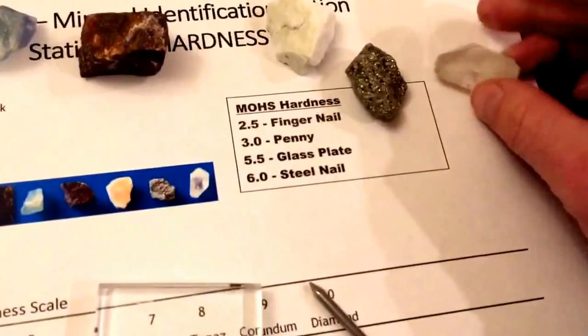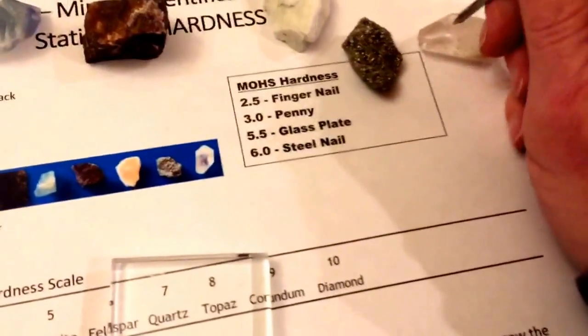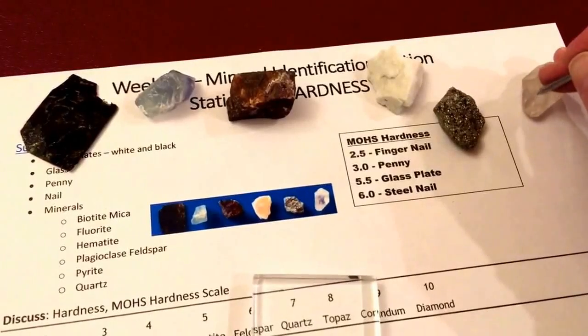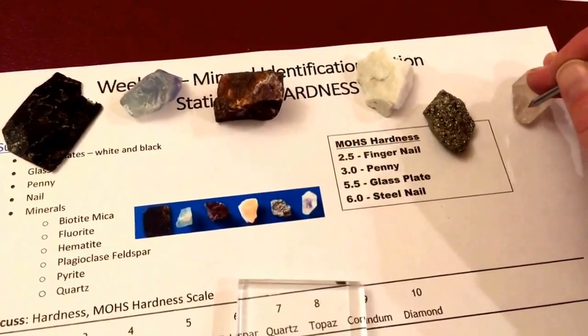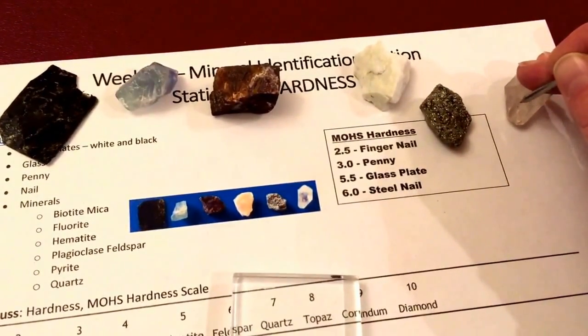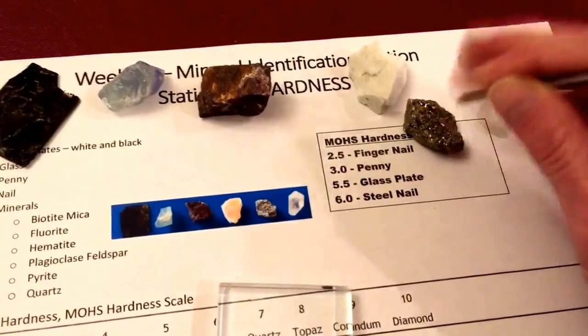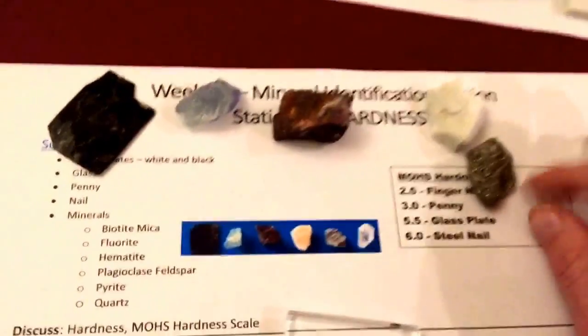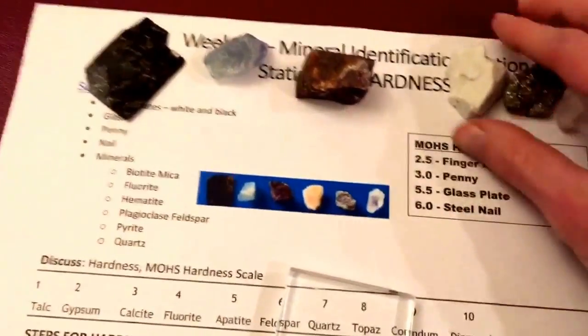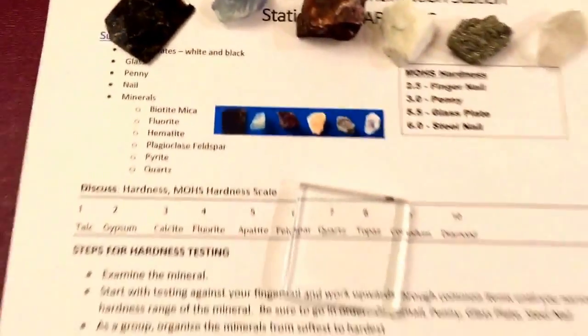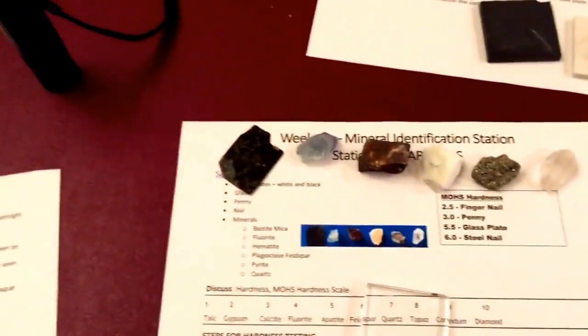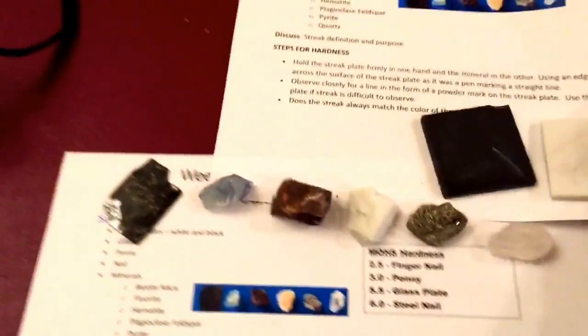Do the same thing with the pyrite and the quartz. The nail does not scratch the quartz. At least it shouldn't when you just rub it like that. If you dig into it, it certainly will. But if you rub it, it does not scratch. And I don't know, we'll have to look and see on the pyrite. And of course, each mineral can vary slightly. So that's that.